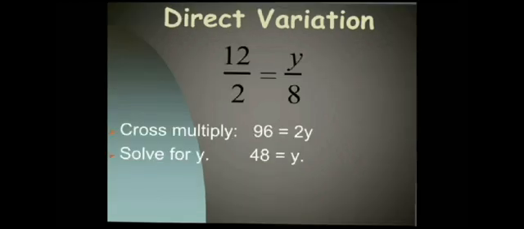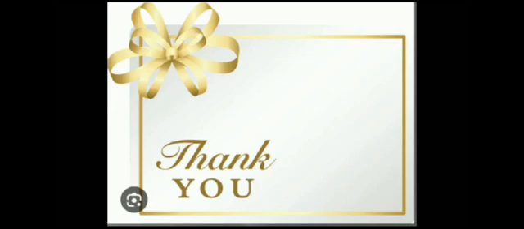Now we are going to cross multiply. So 12 into 8 will be 96 and 2 into y is equal to 2y. So when we divide 96 by 2, we are getting 48 as y. Thank you. I hope you have understood about direct variation.